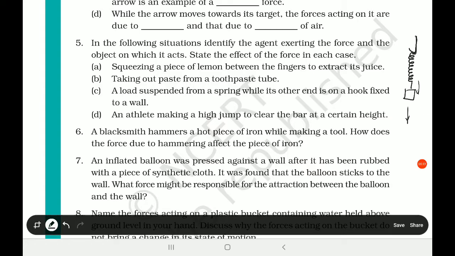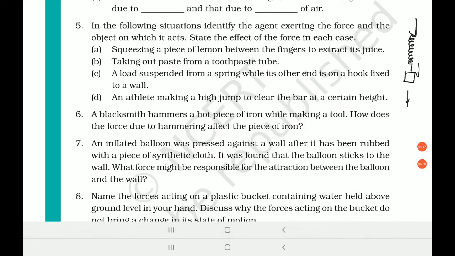Okay. An athlete making a high jump to clear the bar at a certain height. The athlete is the agent. The object: to jump, the athlete applies a force on the ground. Let me tell you, it jumps by applying some force on the ground. So the object is the ground, and the effect is change in motion. Of course, the height increases, so change in motion.